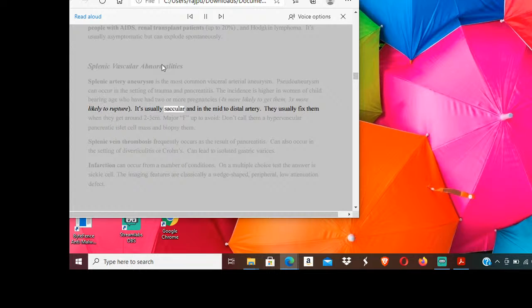It's usually saccular and in the mid to distal artery. They usually fix them when they get around 2 to 3 centimeters. Must not miss. Don't call them a hypervascular pancreatic islet cell mass and biopsy them.